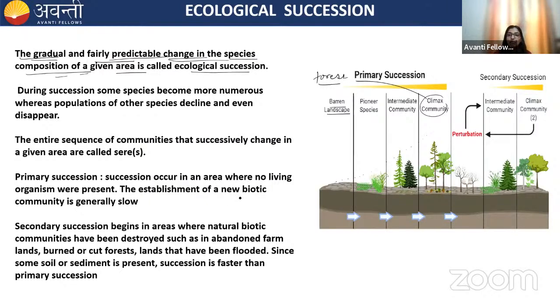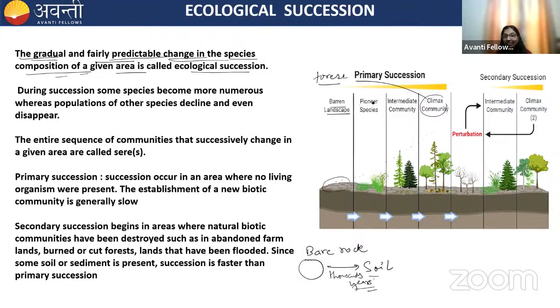And there are two types of ecological succession, primary succession and secondary succession. Primary succession occurs in an area where there is no living organism. For example, here there's no living organism, there's a barren rock. This bare rock first converts into soil, and this weathering of the rock and formation of soil requires hundreds or thousands of years. That is why we call primary succession a very slow process, because the formation of the soil takes hundreds or thousands of years.